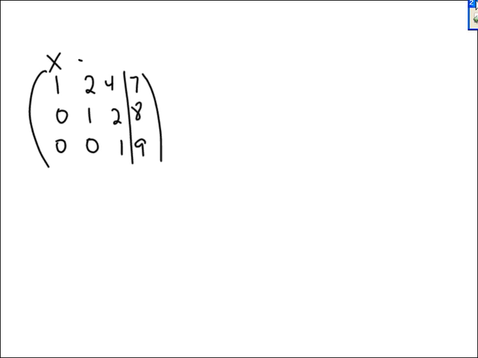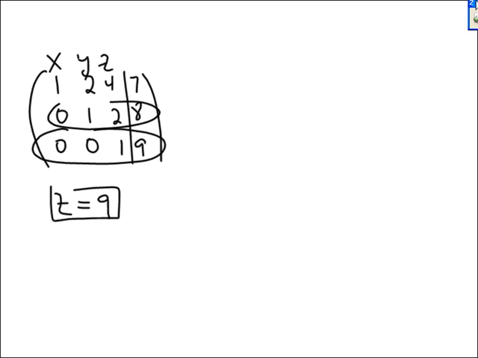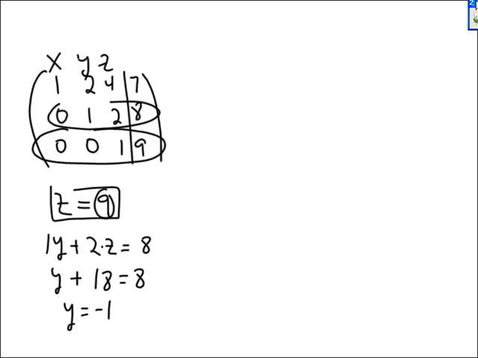And the variables are x, y, and z. So the last equation tells us that 1z is equal to 9. Okay, so we have z. The line above says 1y plus 2z's is 8. 1y, or y, plus 2 times 9. Z is 9. Y plus 18 is 8. Negative 10 plus 18 is 8. Okay, y is negative 10.